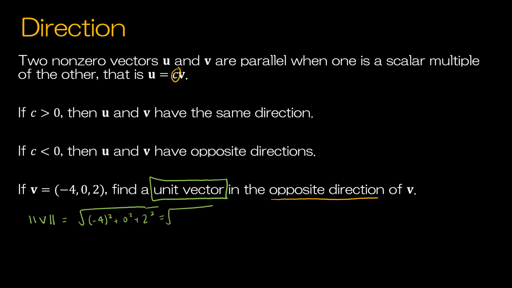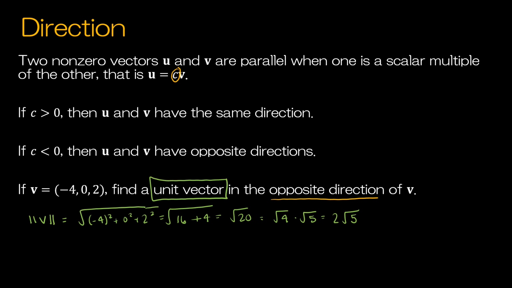And -4 squared is 16, 0 squared is 0, 2 squared is 4. So this is radical 20. So I'm just going to leave it radical 20. Actually, no, I'm not. I'm going to go ahead and say, well, that's the same as radical 4 times radical 5, which is 2 radical 5. So now let's go ahead and find the unit vector.